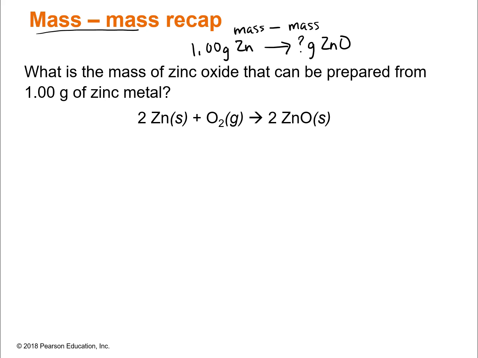In general, the way that we solve a mass-to-mass problem, and I'm going to write this in generic terms of A and B, and then fill it in with the terms that we're going to be using. So this generic one you're going to want to have in your notebook. So let's say that we're starting out with grams of A. The first thing you need to do is convert those grams to moles. And that's using the molar mass of A.